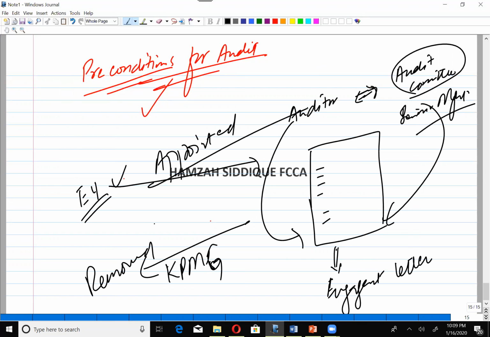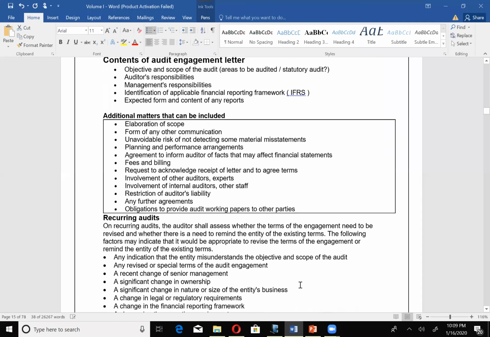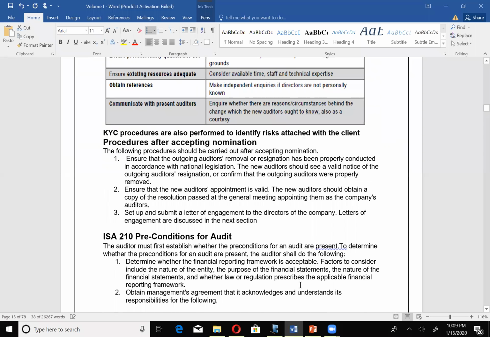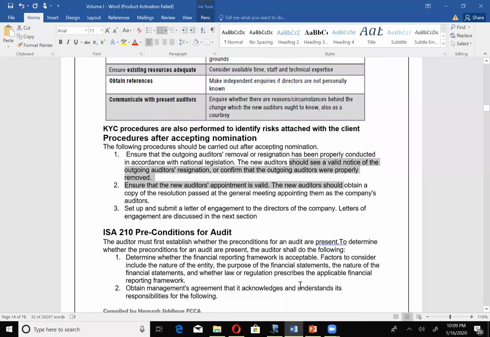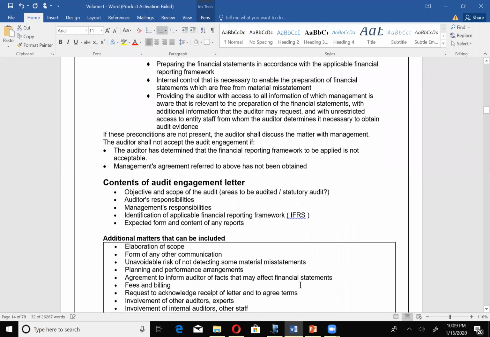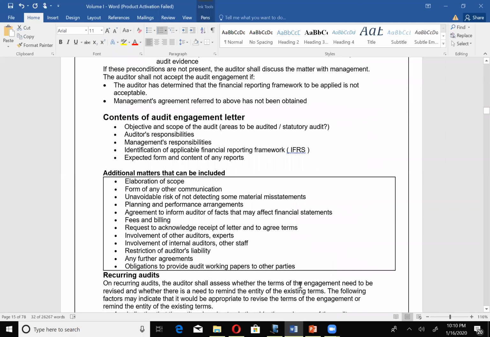Now, the auditor should ensure that, as mentioned here, the outgoing auditor's removal and the new appointment, their notices and all the legal processes which law requires, are satisfied. And to whom notices should be sent as per laws, whether the company has sent them or not, they must have been sent.